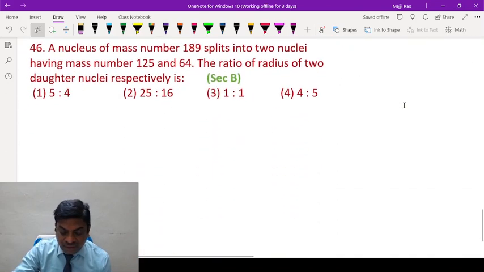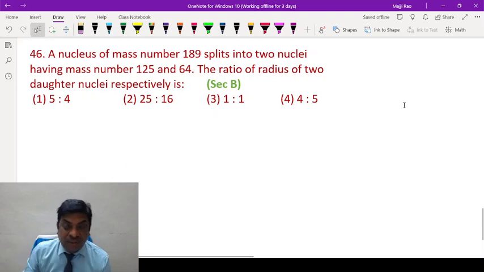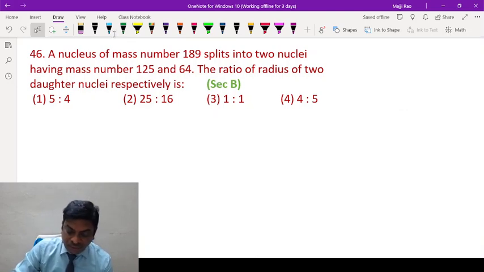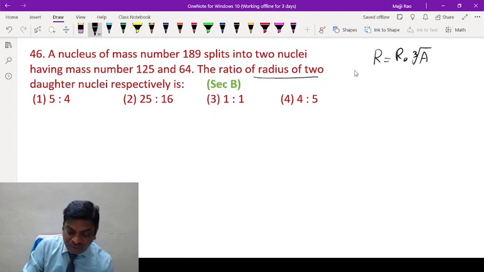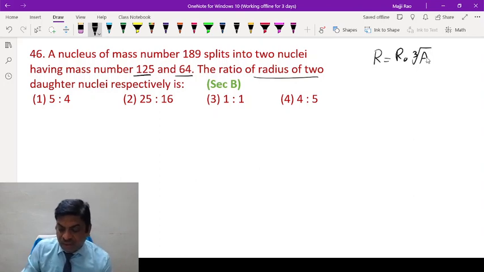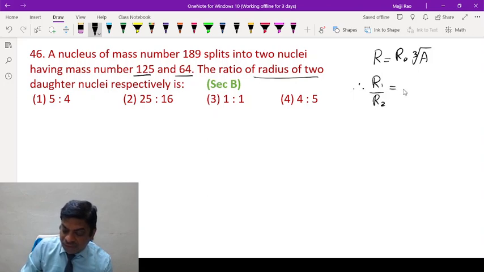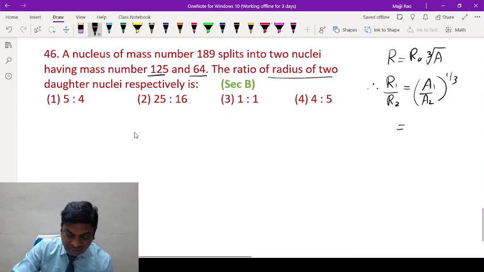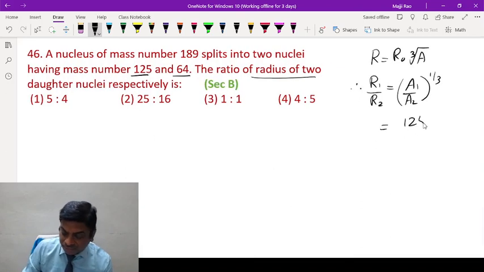A nucleus of mass number 189 splits into two nuclei having mass number 125 and 64. The ratio of radius of two daughter nuclei respectively is. So since we want the ratio of radius, nuclear radius is given by R naught into cube root of mass number. Since mass numbers are known to us, it's a matter of taking ratio. So the ratio of the radii will be cube root of the ratio of their mass numbers. That's all. So what's the mass number of the first? It is 125. And for the second it is 64.